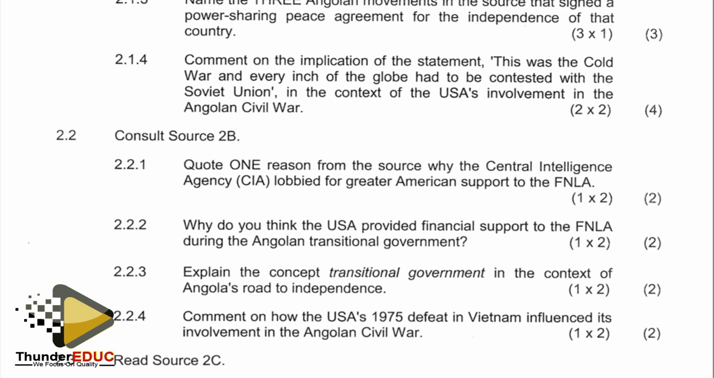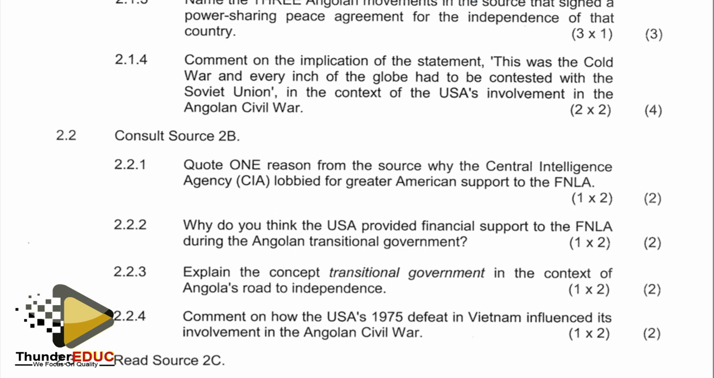Right, the reason there might be a possibility that it was to enable the FNLA to prepare fully for the elections that were to come. America, remember, wanted influence in Angola. So they wanted the FNLA to prepare for the elections. They were giving them support so that they would prepare for the coming election. And also we can argue that they wanted to assist the FNLA to get support during the transitional government.